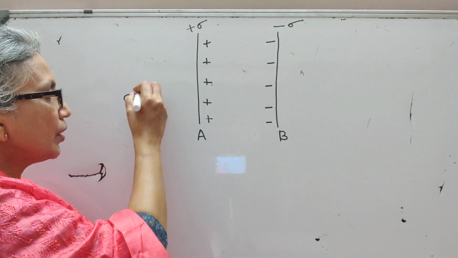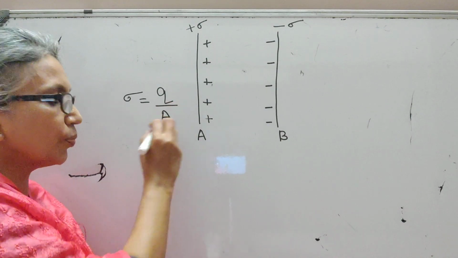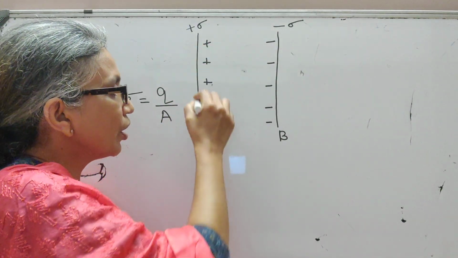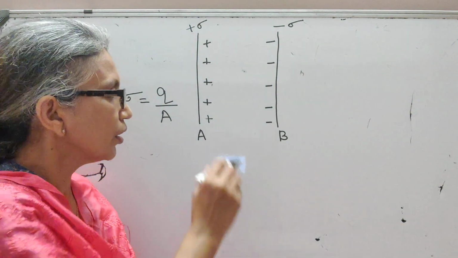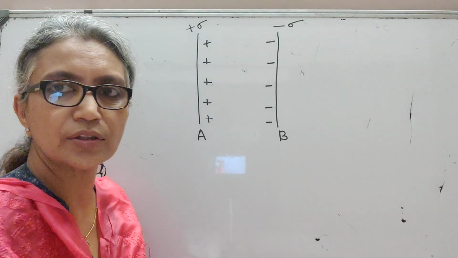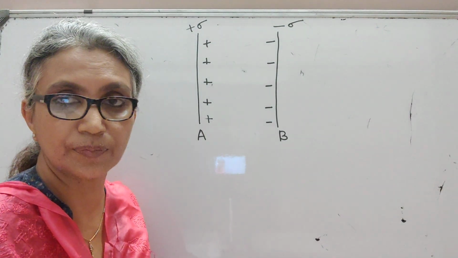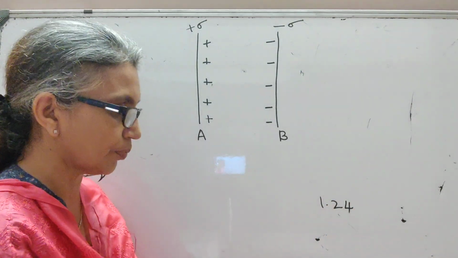Charge density, if you remember, is sigma equal to Q by A, where Q is the charge on the plate and A is the area of that metal plate. Now, looking at this, you know that this is something very similar to a problem that we did in the first chapter. I think the number is 1.24. Please refer to that problem.